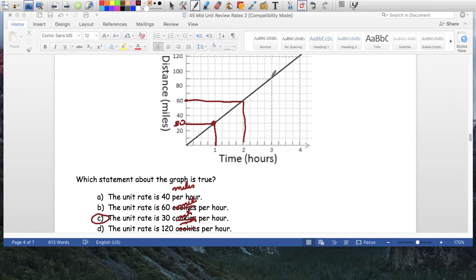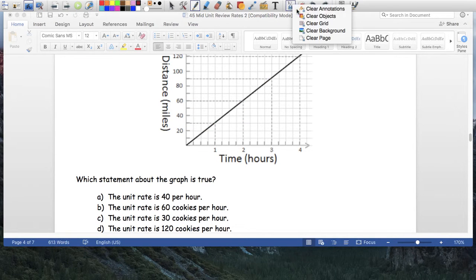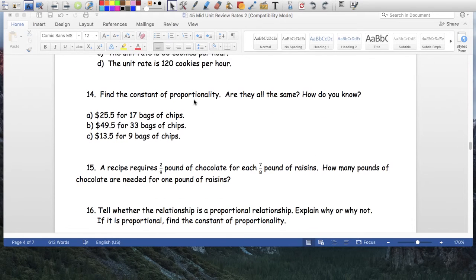Entonces también aquí cuesta 1.50 cada bolsa. And the last one, $13.5 por 9 bags of chips. Entonces, ¿cuánto pagué por cada uno? One bag. Divide by 9, 13.5 divided by 9 equals 1.5.